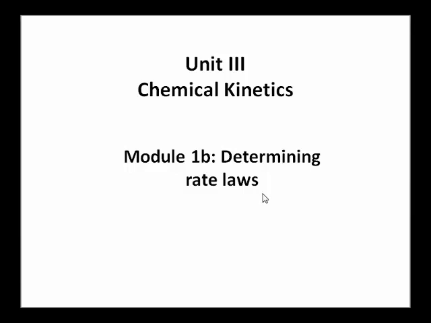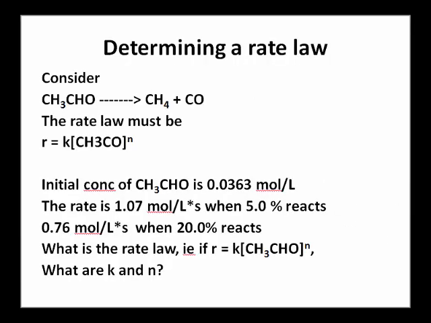This is the lecture for Part B of Module 1 of Unit 3. It concerns determining rate laws. We've seen what the form of rate laws looks like. Now let's consider an example of determining rate laws.